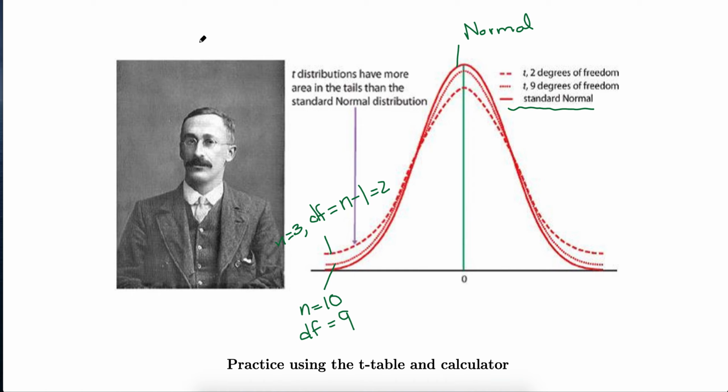So maybe somewhere on here, write this note to yourself: degrees of freedom defines how much extra room we have out here compared to the normal, and our formula for that is n minus 1.